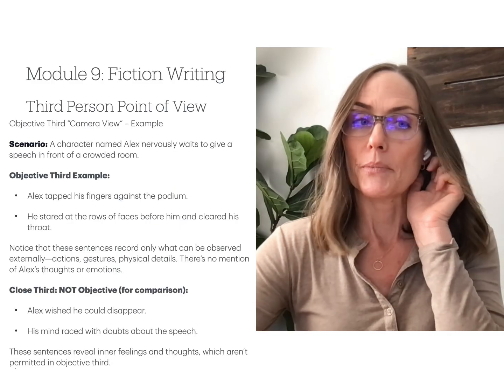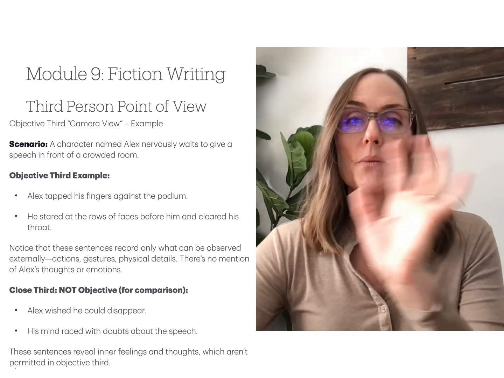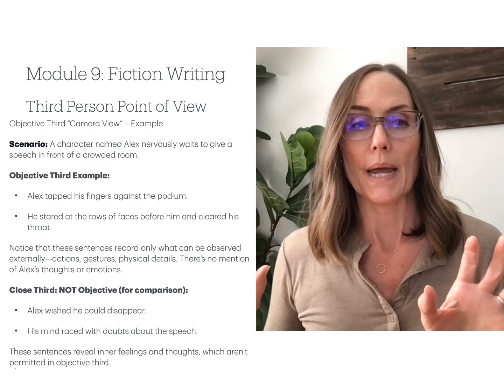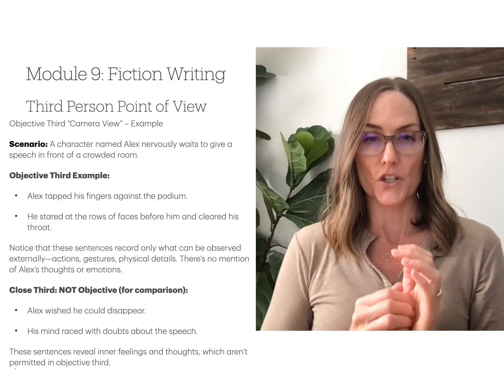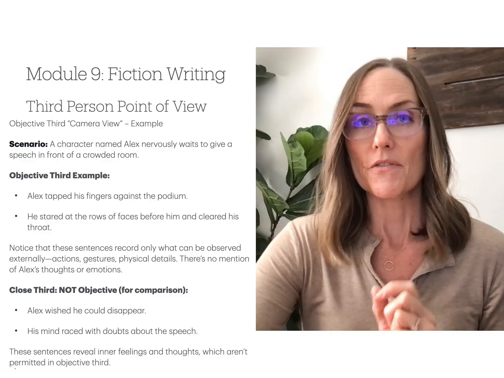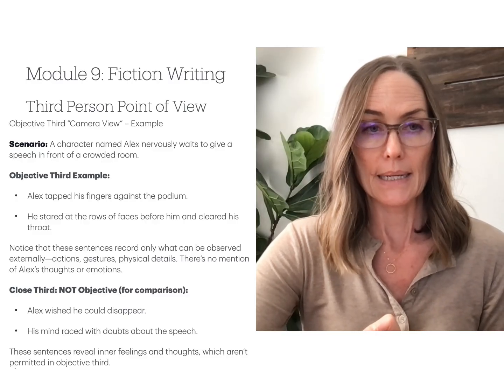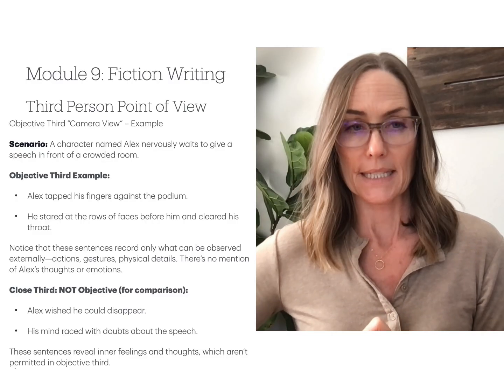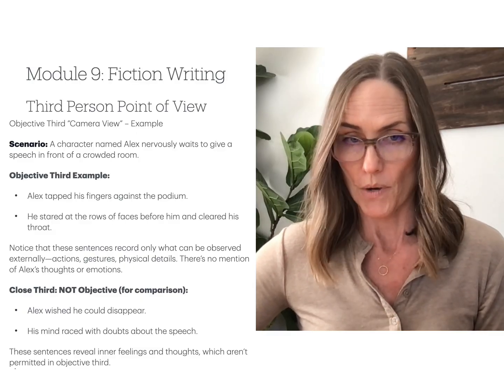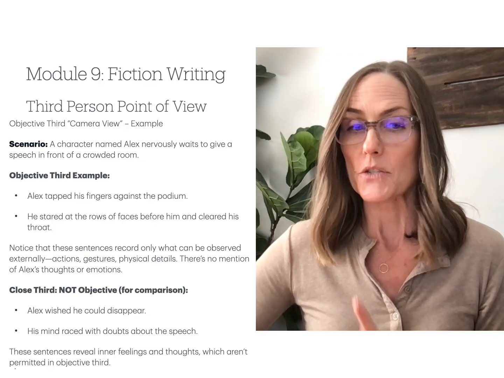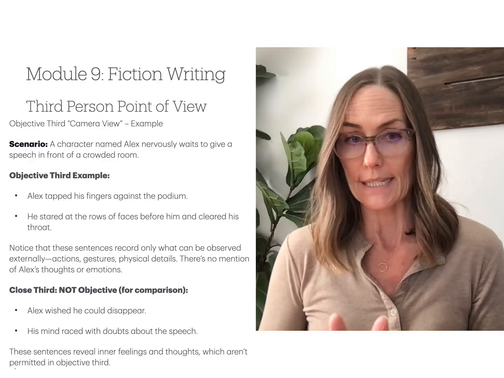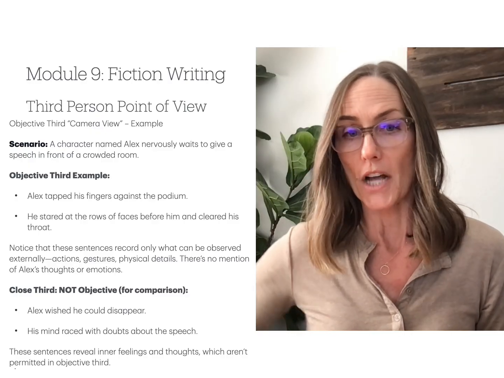Now let's look at some examples. Let's start with that objective third person camera view on the shoulder. Okay, here's the scenario. A character named Alex nervously waits to give a speech in front of a crowded room. If you're in objective third, this is what it's going to sound like. Alex tapped his fingers against the podium. He stared at the rows of faces before him and cleared his throat. Now, notice that these sentences record only what can be observed externally: actions, gestures, and physical details. There's no mention of Alex's thoughts or emotion.